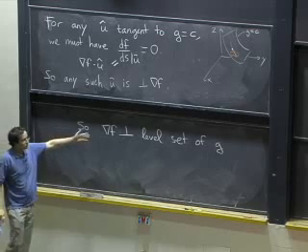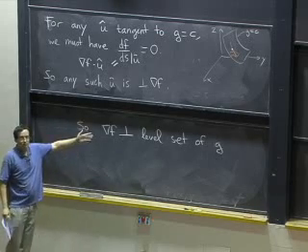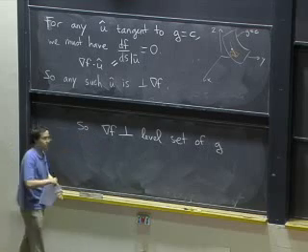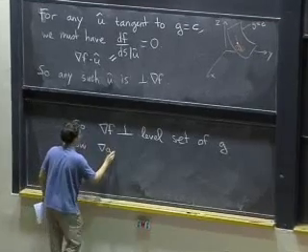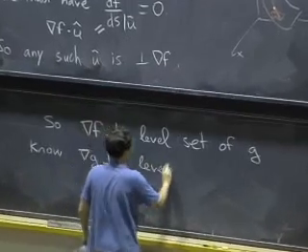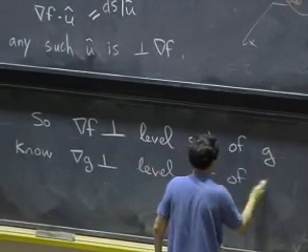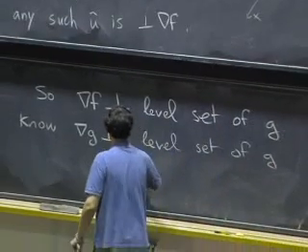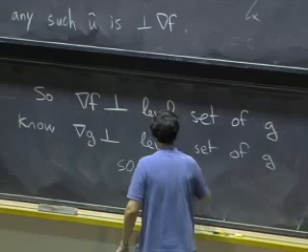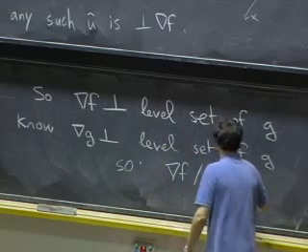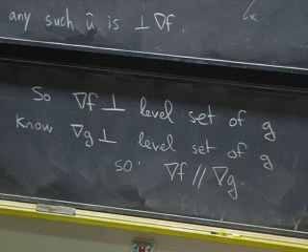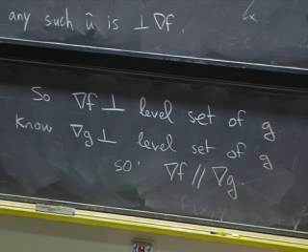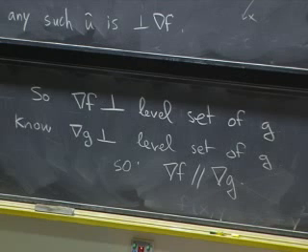But we know another vector that's also perpendicular to the level set of g, that's the gradient of g. So we conclude that the gradient of f must be parallel to the gradient of g, because both are perpendicular to the level set of g. Okay? I see confused faces. So let me try to tell you again where that comes from.